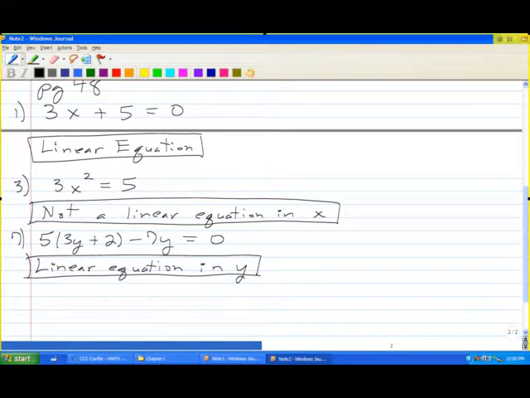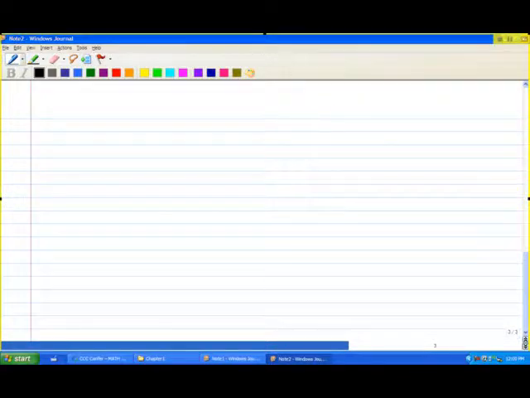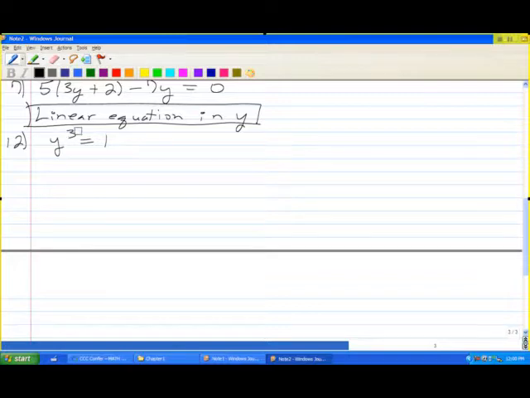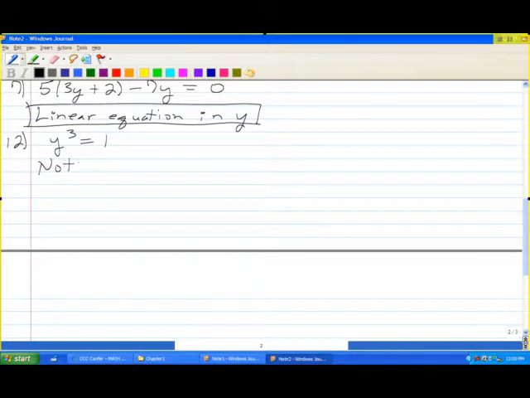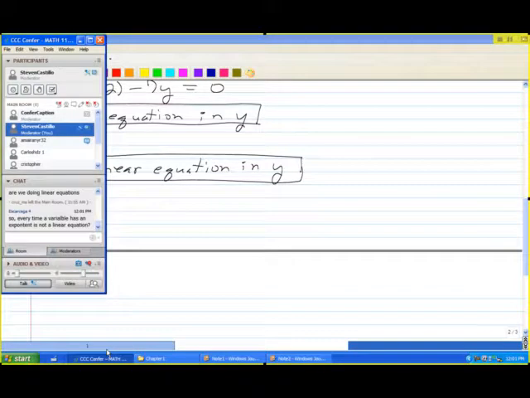Let me look at problem number 12. y cubed equals 1. Well, I notice here that my variable has an exponent. And so since my variable here has an exponent, this is not a linear equation in the particular variable y. Yes, unless the exponent of the variable is 1 or 0. So every time a variable has an exponent other than 0 or 1, it would not be a linear equation.